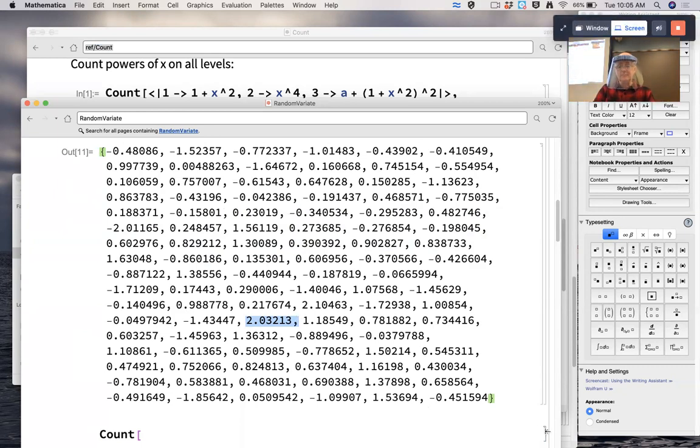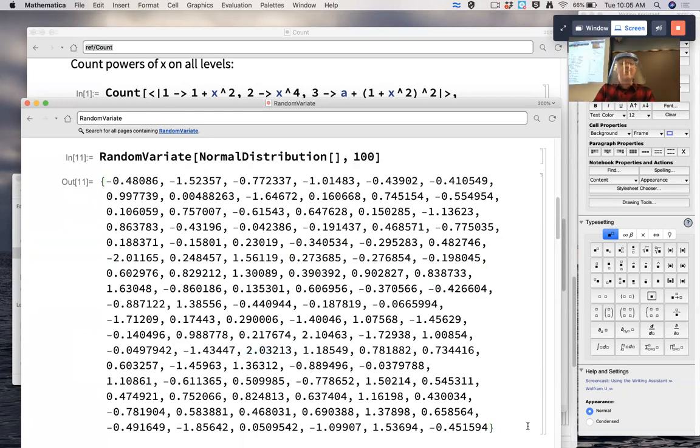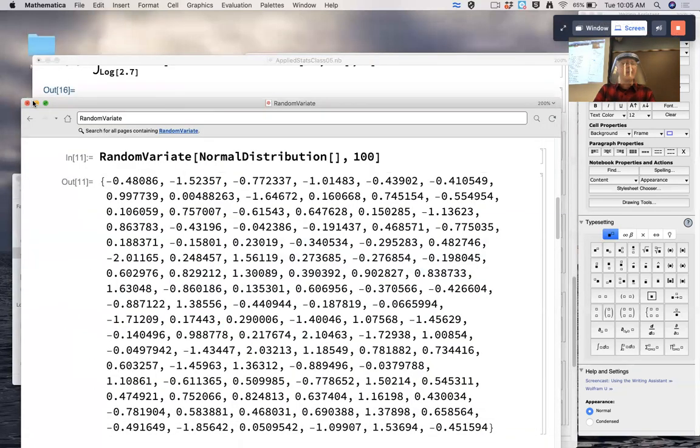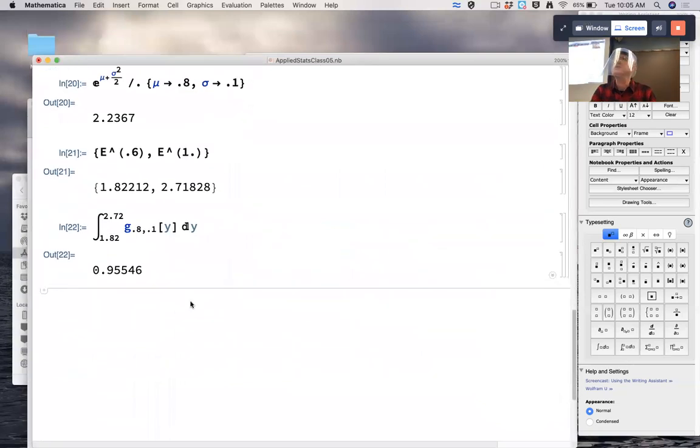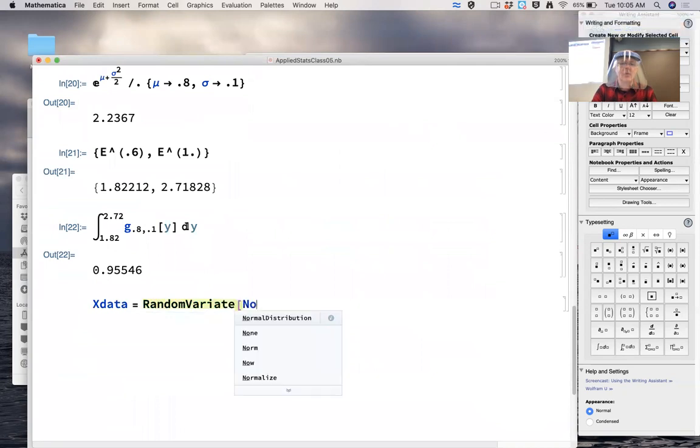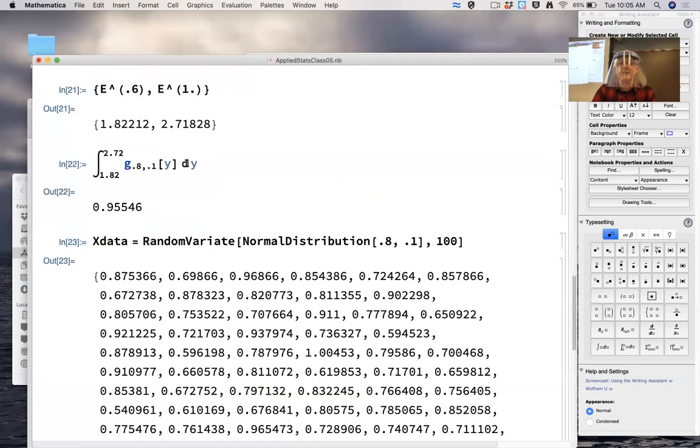If we mimic this, evidently we can simulate from a log normal. Maybe I should do this. Let's go X data: random variate, normal distribution, thinking about problems 45 and 46, with mean 0.8 and standard deviation 0.1. Let's do 100 simulated values there, from a normal distribution with a mean of 0.8 and a standard deviation of 0.1. So these numbers are all close to 0.8.